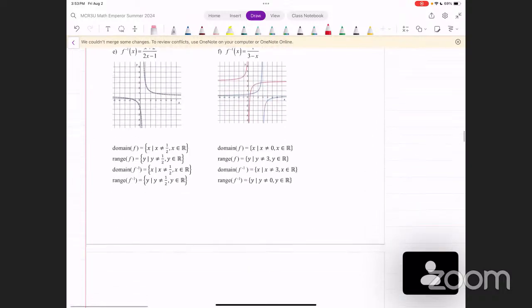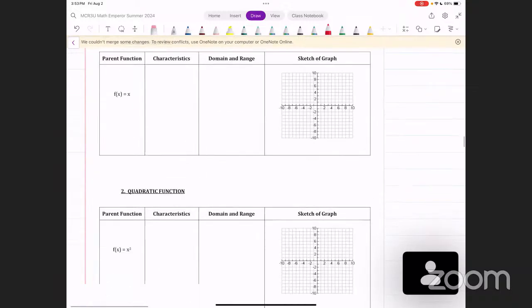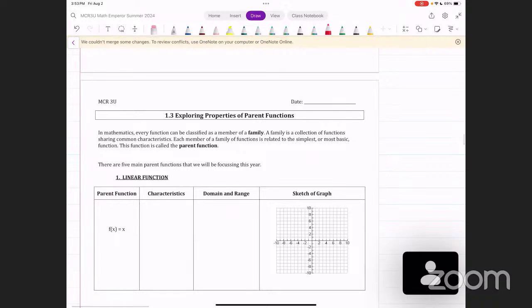So that's basically inverse exploring. What I'm going to do is go back to exploring the properties of some parent functions first. Then we're going to go back to talking about how this works. This will give an idea of how it's going to look.